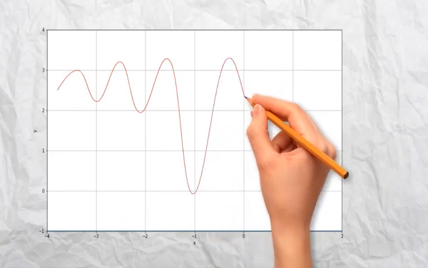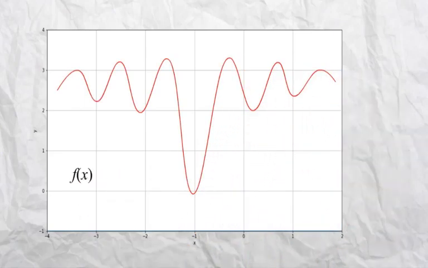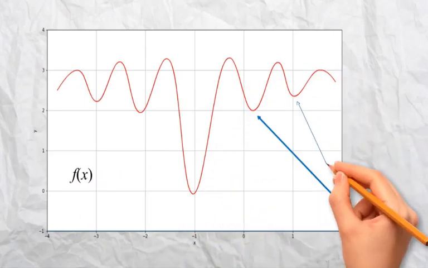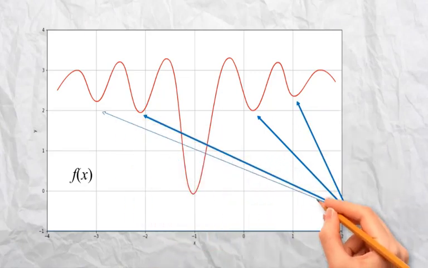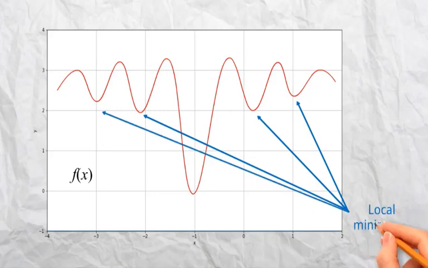Non-convex functions have many local minima. The plots of these functions have many local peaks and valleys. Gradient descent only guarantees to find a local minimum. It will find a valley, but not necessarily the lowest valley.